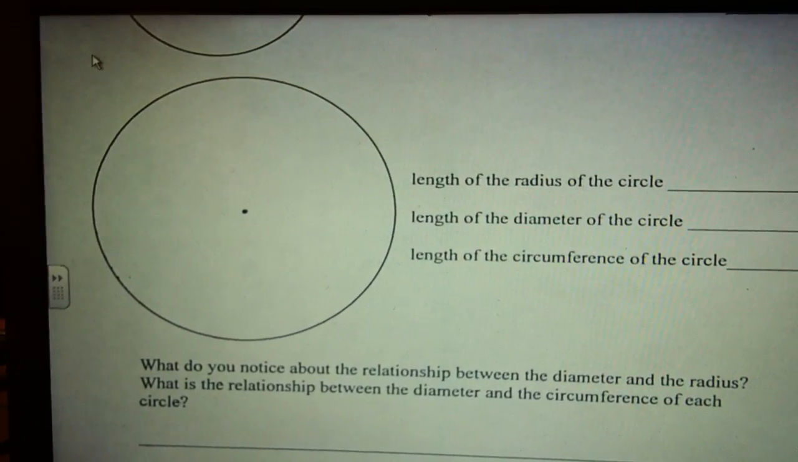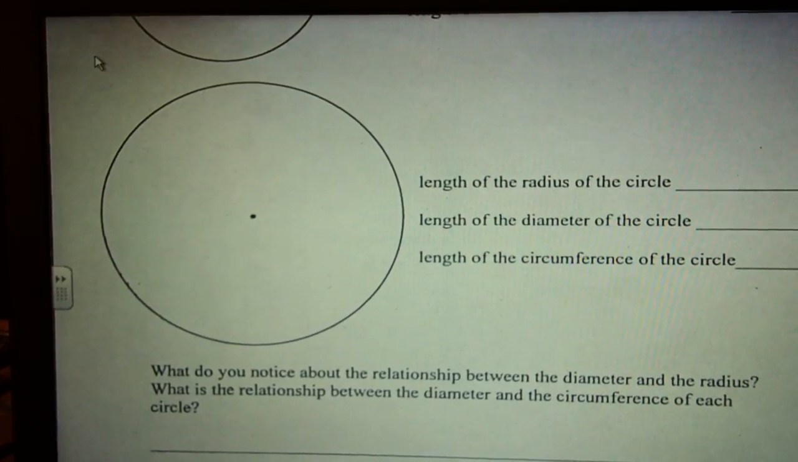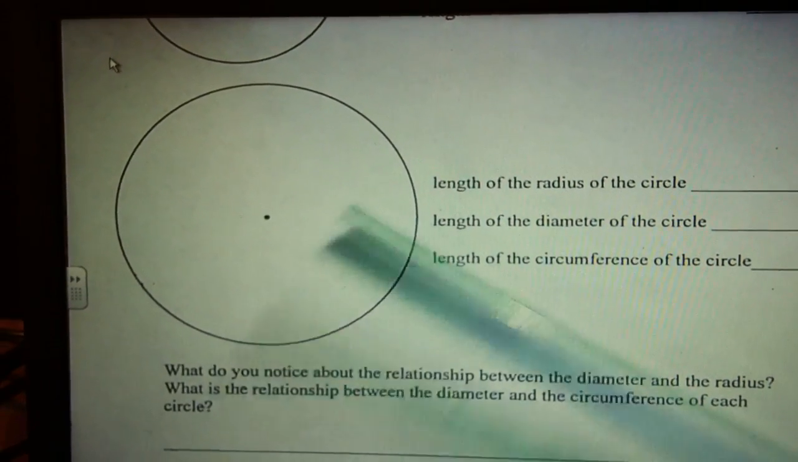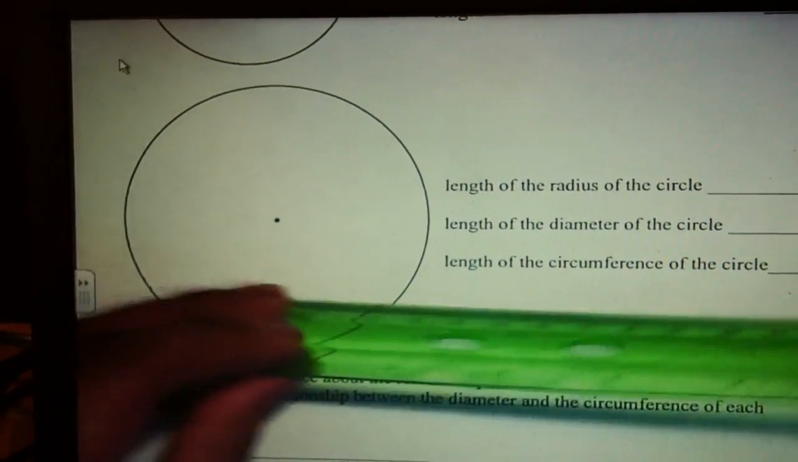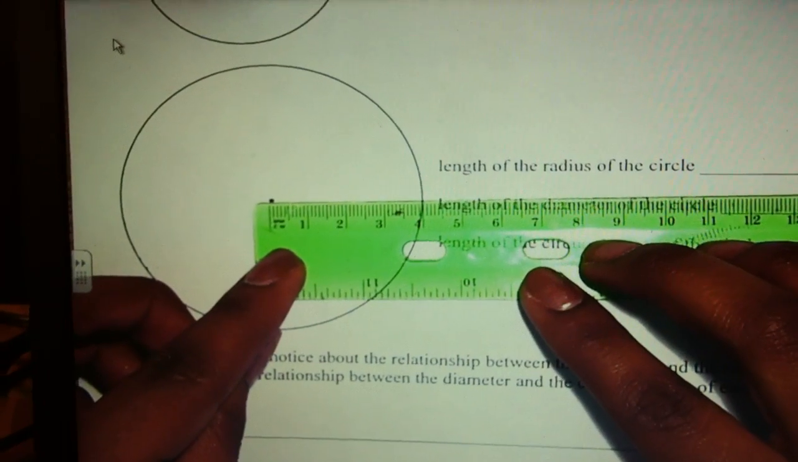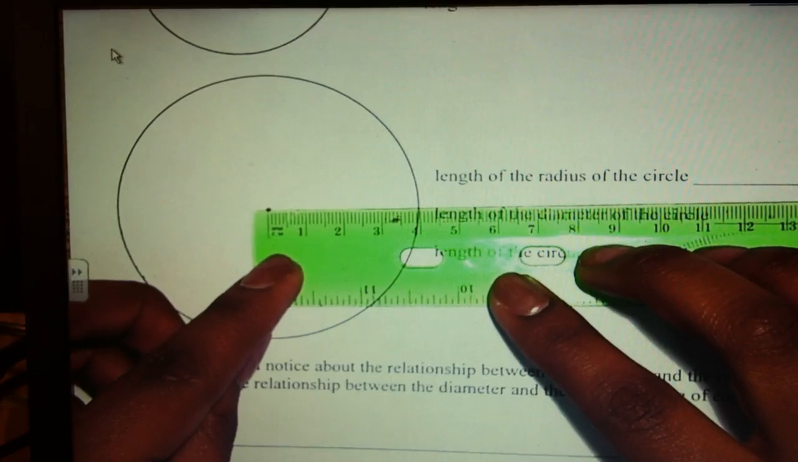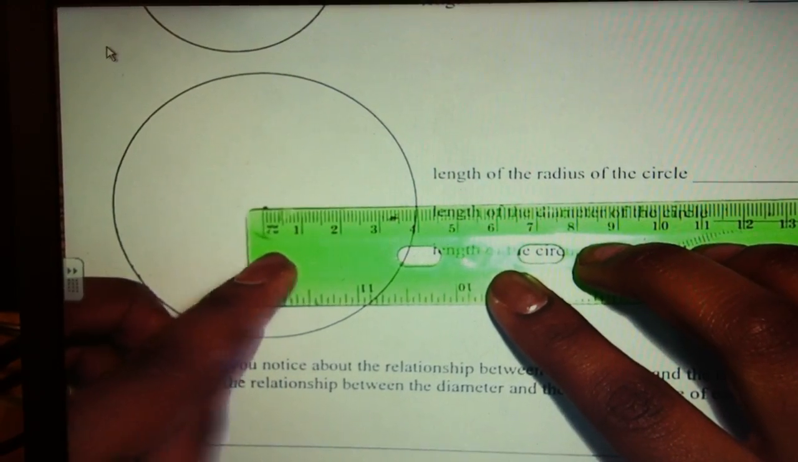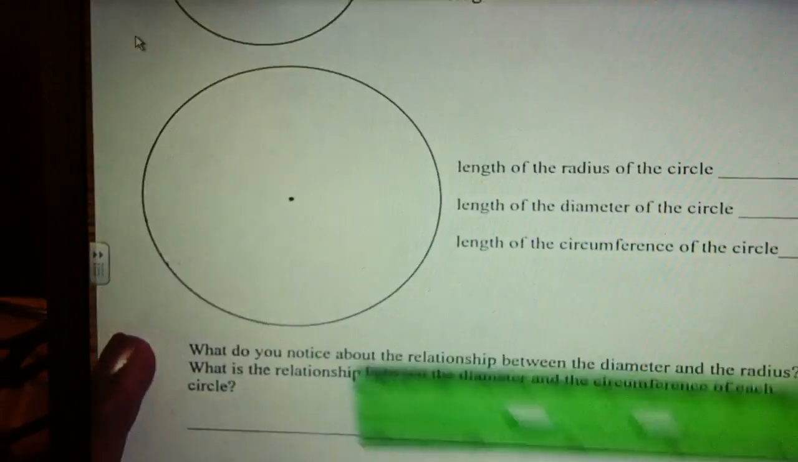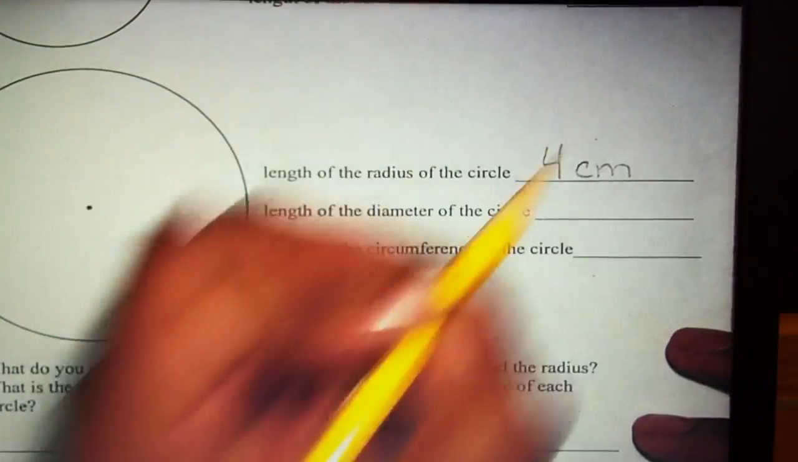So the first thing we did today was students reviewed what the radius and the diameter was, and the relationship between the two. We're going to focus right here on this circle. The radius is the line segment that goes from the center of the circle to a point on the circle. Here our radius measures 4 centimeters. The students had this exact same worksheet and they wrote down 4 centimeters.